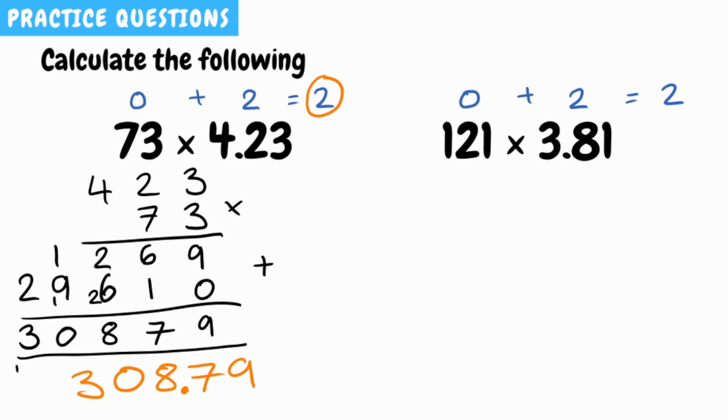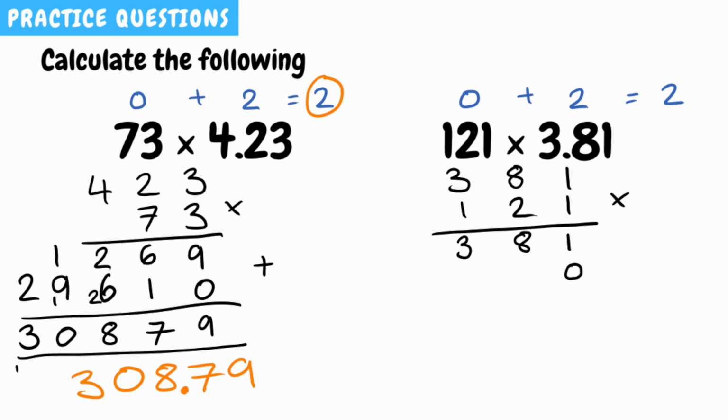So I'm actually going to do it the other way around. I'm going to do 381 multiplied by 121. So to begin with, we've got 1 times 1, which is 1. We've then got 1 multiplied by 8, which is 8. And then we've got 1 multiplied by 3, which is 3. We're then going to move over to the 2 in the tens column. So in the units column, we need a placeholder. So we have a 0 there.